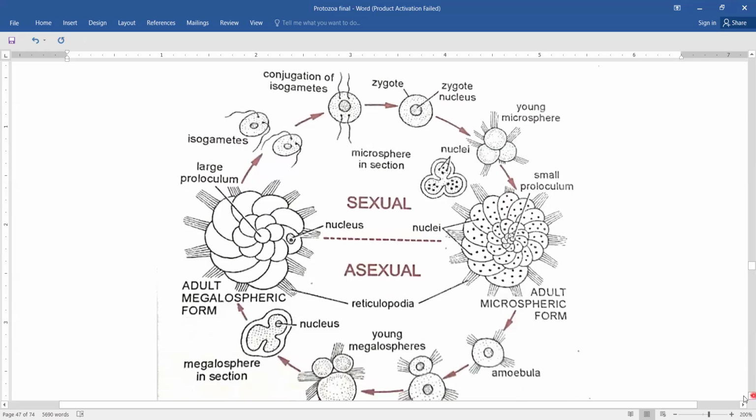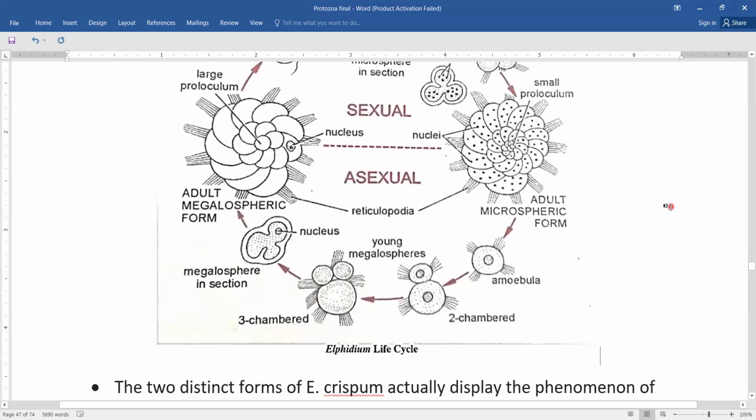Now let's see. For example, see this. This is the sexual reproduction part of the life cycle. This is the asexual reproduction part of the life cycle. If you see this, this is the megalospheric form, which is the adult megalospheric form having a single nucleus. If we remember this one, we will remember this life cycle easily.